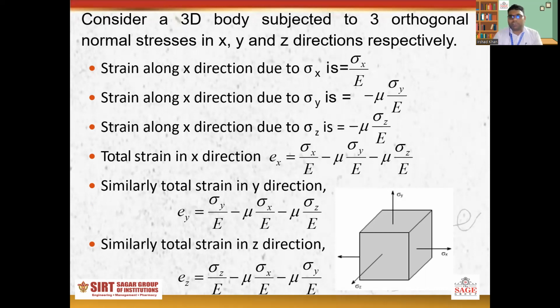So you might have understood, if I'm talking about the x direction, first the x term will come, sigma x upon E, and the next two terms will come with the Poisson's ratio. This is the Poisson's ratio, and the minus sign is there because they are compressive in nature.